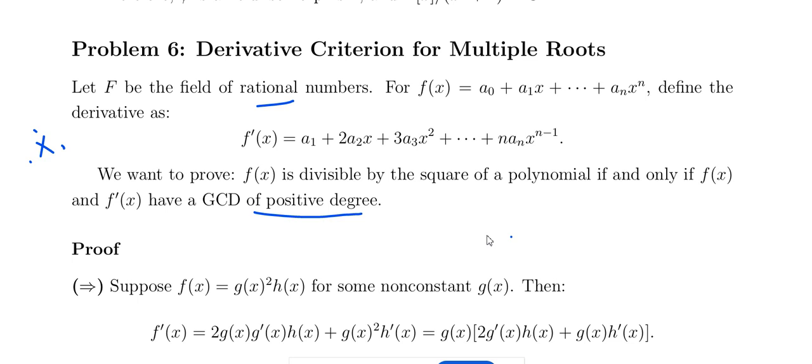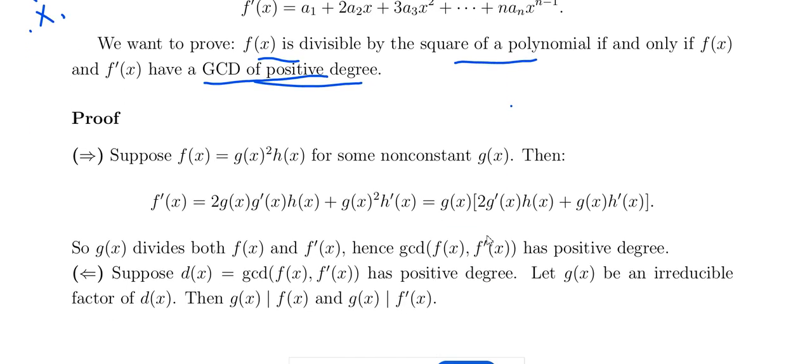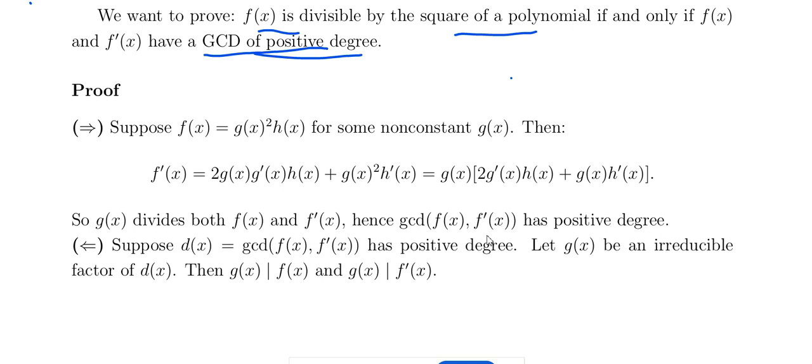So what is the derivative criterion? Let F be the field of rational numbers, and f of x defined like this, an nth degree polynomial, with f dash of x like that. So the idea is that f of x is divisible by the square of the polynomial if and only if f of x and f dash of x have a GCD of positive degree. That is the idea, and we can prove this simply. Suppose f of x is divisible by the square of the polynomial, that is g of x whole square.